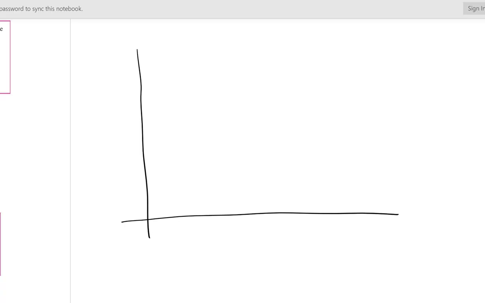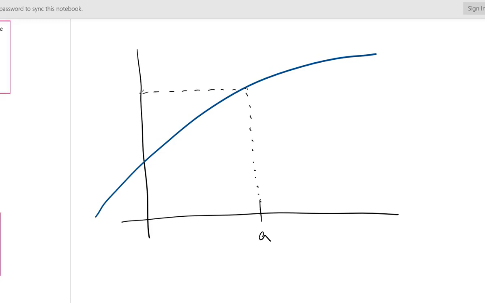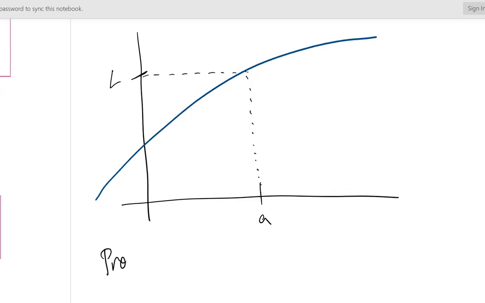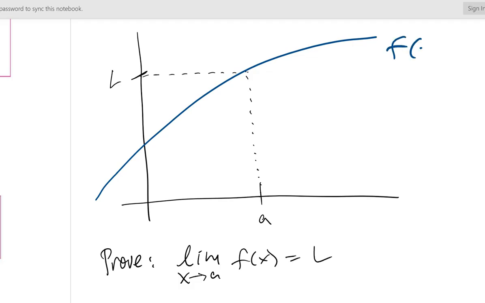So you're going to be given a function. Let's draw that in blue. So suppose it's like this. Now there's going to be a number that you're approaching, so let's call that a, and the limit at a is going to be L. So what we need to do is prove that the limit as x goes to a of f of x is equal to L. In blue here, this is f of x.